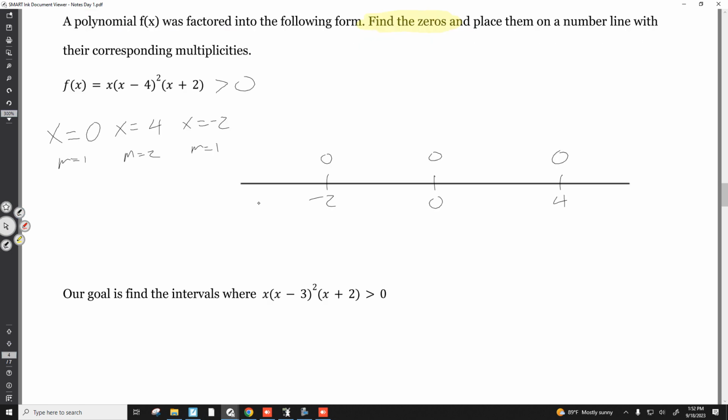Our goal is to figure out when this is positive. When we have greater than 0, first thing we're thinking is, oh, positives. Positives are bigger than 0. Pluses are bigger than 0. You guys cool with that? That's a good start. All right. Here we go.